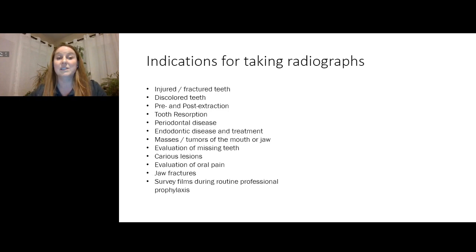When you have discolored teeth, you're going to want to take radiographs of those. As we know from some studies that have been done, more than 90% of those discolored teeth are actually dead. So we need to be doing something about them. We want to take them pre and post extraction, of course. So if you're ever taking out a tooth, you absolutely need to be taking a radiograph afterwards, and of course before as well.